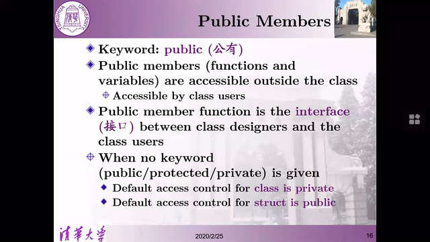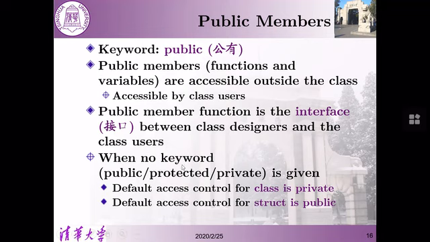Then more detail on public members. The keyword is public. Public members are accessible outside the class and accessible by the class users. The public member functions are interfaces between class designers and class users. When you design the class, you make some members public so that users can access them, and for others that you don't want users to access, you make them private.